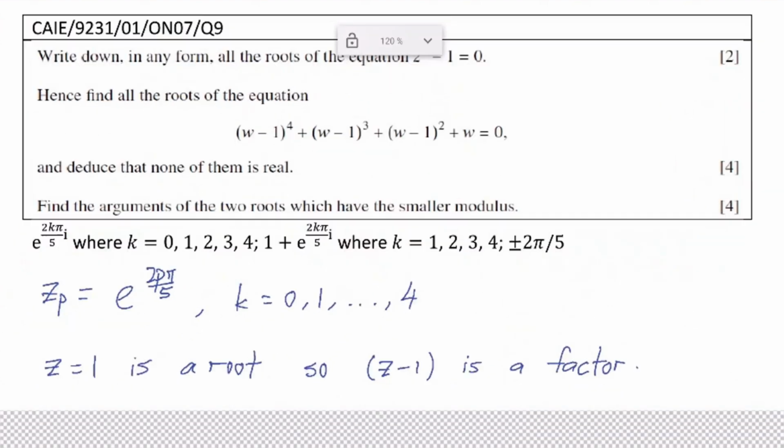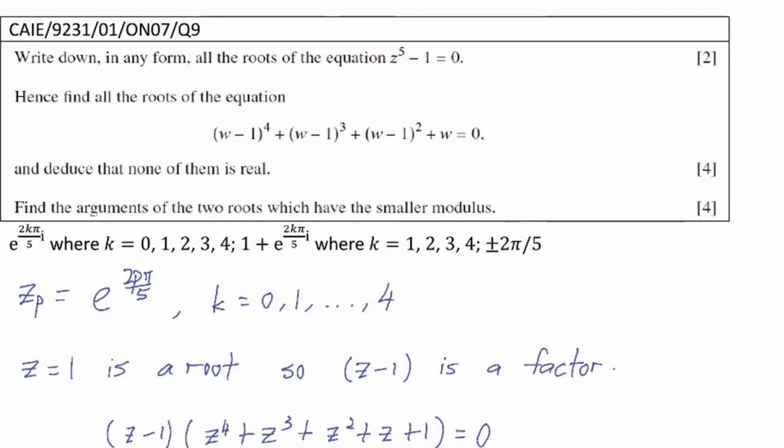Next question. Okay. So right now, all the roots of this equation, z power 5 minus 1 equals 0. So this is a fifth root of unity. Nothing much for this one. And then, hence, they say hence find all the roots of this equation. So why suddenly have we got this thing?